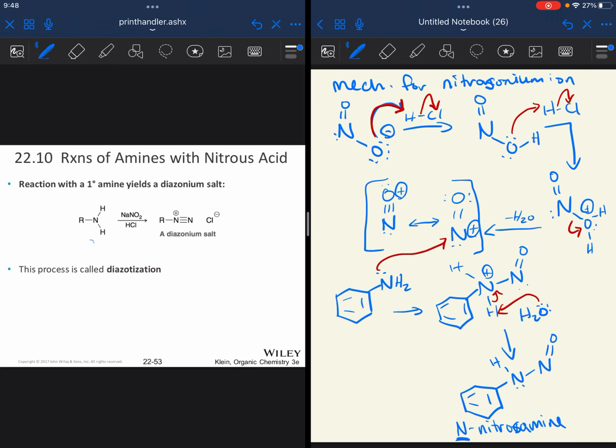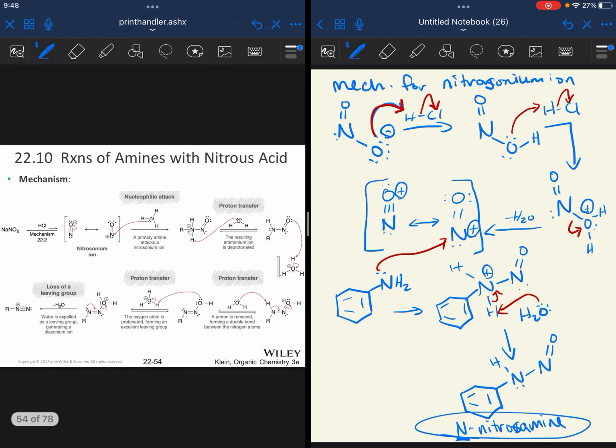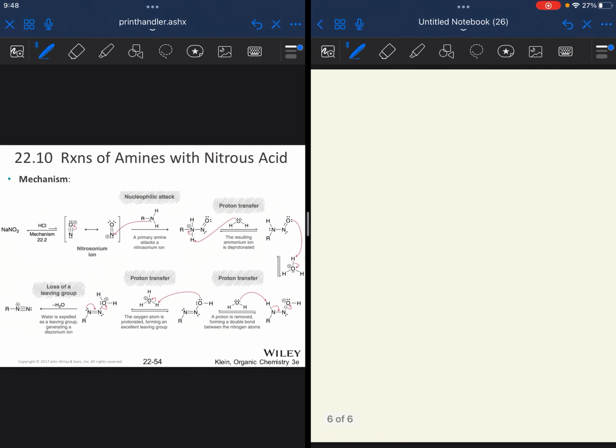So why are we showing the amine plus the nitrite and the HCl forming the diazonium salt? We obviously have not finished that mechanism because over here we're just to the nitrosamine. So how do we lose that oxygen? Well, kind of like we lost the first oxygen from the nitrite. We're going to protonate the heck out of it and lose it as water. And so we're going to follow this along.